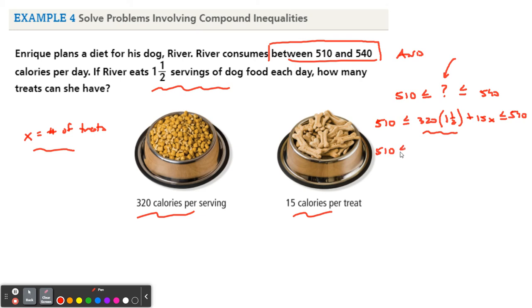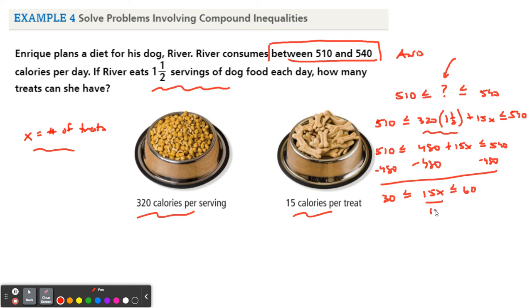So 510 is less than 1.5 of 320, I believe, is 480 plus 15x less than or equal to 540. And now we're going to, again, get x by itself. We want x in the middle here. So x is being multiplied by 15 and added to 480. So we're going to subtract 480 once, twice, three times. 30 less than or equal to 15x less than or equal to 60.